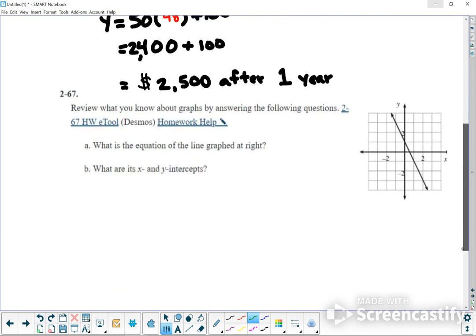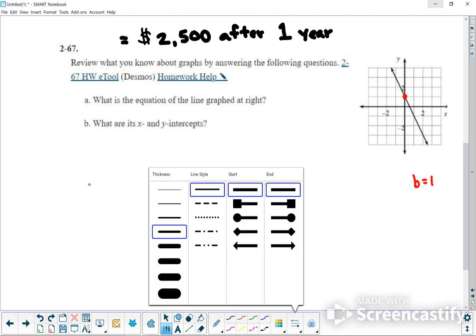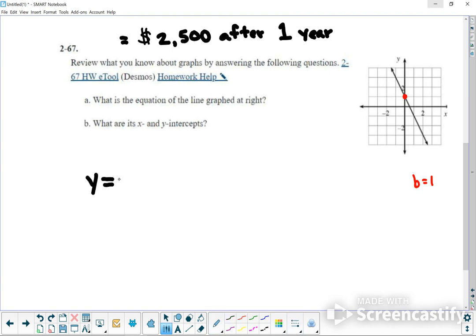You review what you know about graphs by answering the following questions. Okay. What's the equation of the line graph at the right? So to know the equation, we've got to know the beginning, which is going to be right there at 1. So that's going to be our y-intercept, or our b value. b equals 1. Okay, remember the equation is going to be y equals mx plus b.